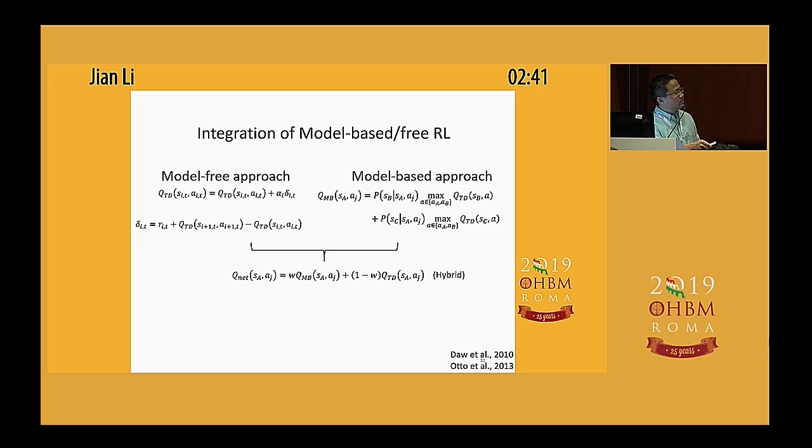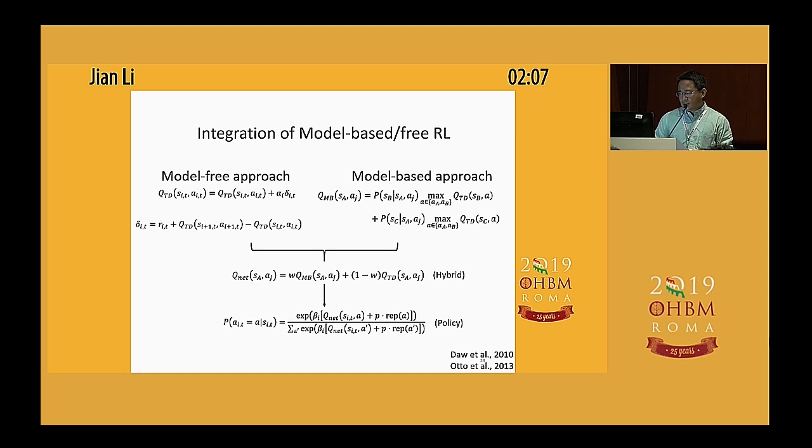Once you have the model-free and model-based components, what these people did is construct a hybrid model by linearly combining the model-based component and the model-free component and generating a net Q value for each state-action pair. And again, they feed these pairs into the policy algorithm to predict certain actions based on which state or which actions the subject is taking. So that's the model-based, model-free approach.